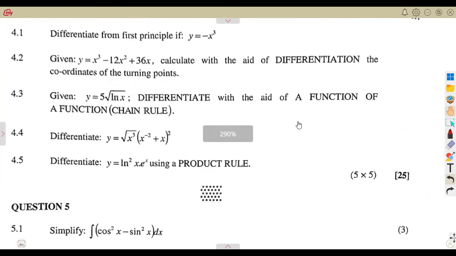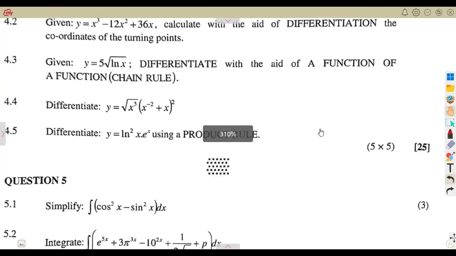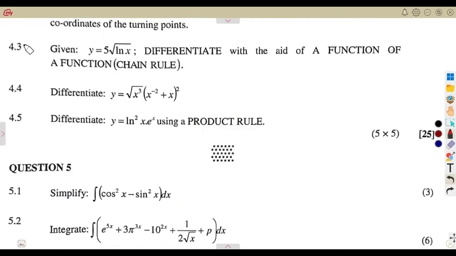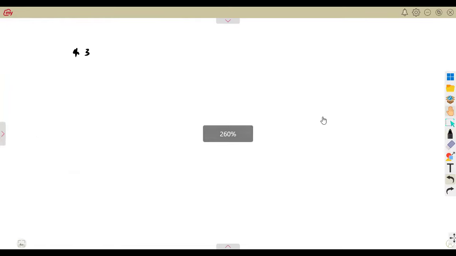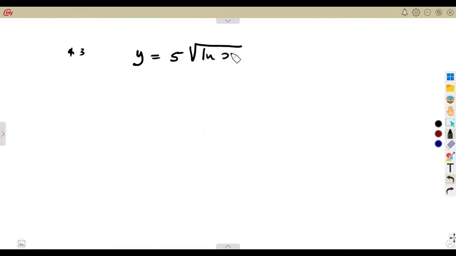Okay. 4.3, given that y is equal to 5, the square root of ln x, differentiate with the aid of a function of a function or chain rule. 4.3. Okay, let's see what we are given there. You are asked to use or to apply the chain rule, which is the function of a function, to differentiate y is equal to 5 ln 5 as the square root of ln x, like this.